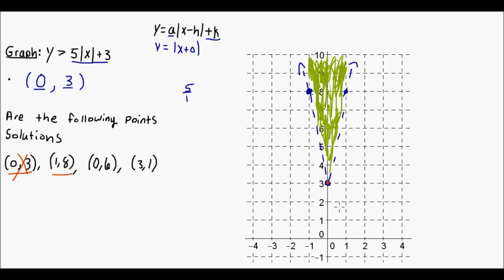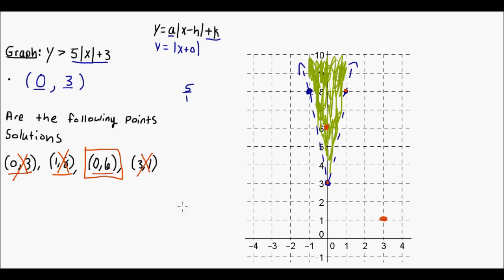Let's look at (1, 8). (1, 8) is again on the dotted line. If this were a solid line, (1, 8) would be a solution, but it's a dotted line, so it's not a solution. Okay, (0, 6). It's right here, in the shaded region. This one's actually a solution, so we found one solution. What about (3, 1)? (3, 1) is not in the shaded region, so this is not a solution.